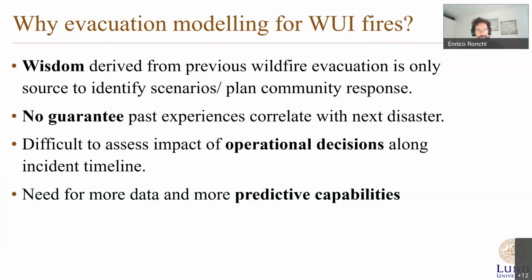So the starting point is that at the moment, when we look at a wildfire evacuation, or even more specifically a wildland-urban interface fire evacuation, often the only source that we have to identify the possible scenarios and plan the response of the community is the knowledge that we have from previous events. But this brings quite a few problems, because there is no guarantee that whatever happened before will happen in the same way, with the same scale, afterwards, when there is a next disaster.